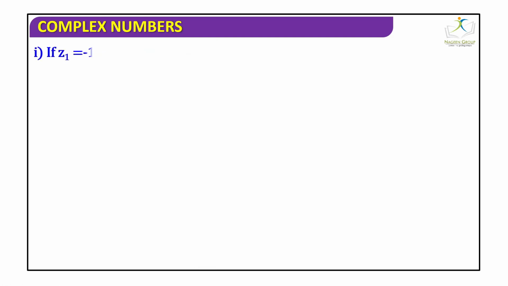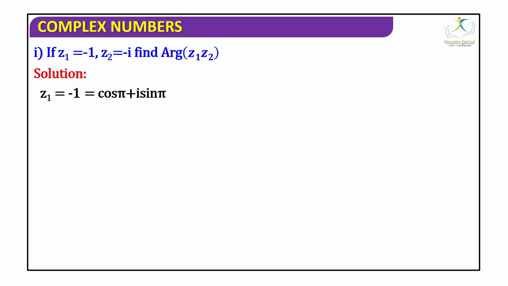Now next question: if z1 is equal to -1, z2 is equal to minus iota, find the argument of z1 into z2. From here we have the solution: z1 which is -1, so we can write it in the form of cos theta and sin theta, that is cos pi plus iota sin pi, which we did in the previous question. Now argument of z, if z is negative, will be equal to pi.